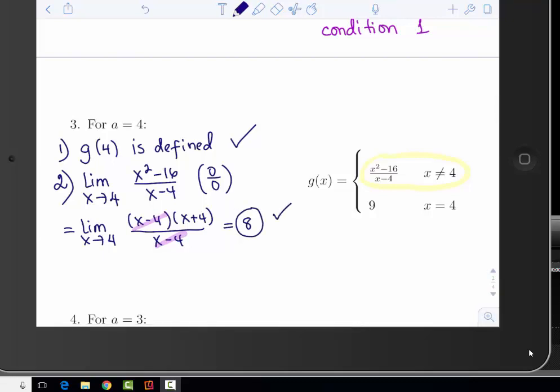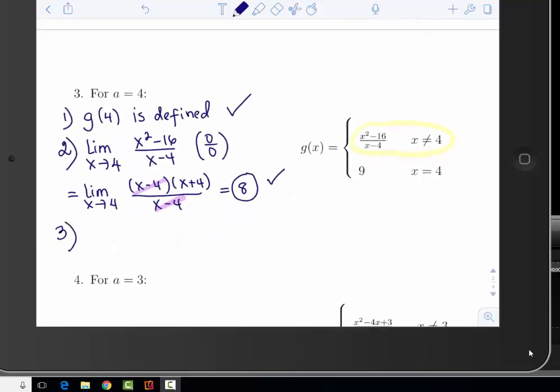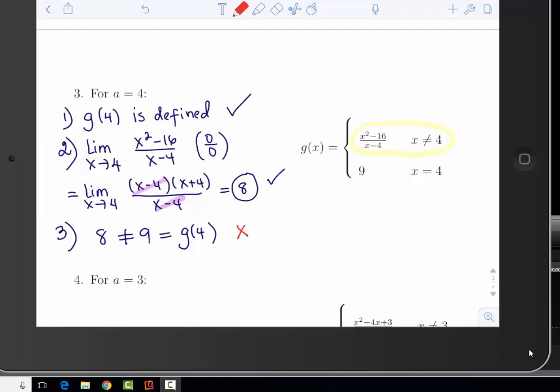So the limit does exist. Condition number 3, the limit is 8. The value of the function is 9. Not the same thing. So g of 4, this last condition is the one that is not satisfied, which means g is not continuous at x equal to 4. Okay? And that's typically the strategy: to use this checklist in this order.